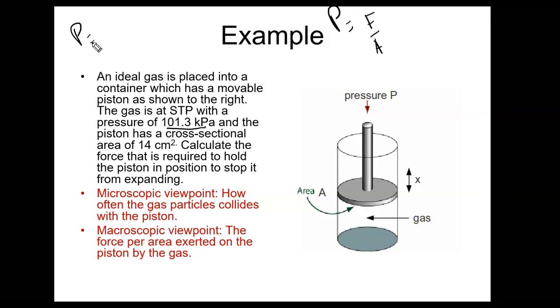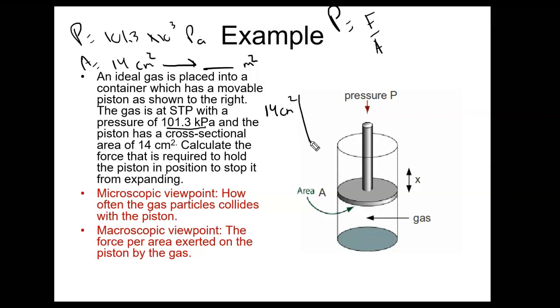In SI units, that would be 101.3 times 10 to the 3 pascals. I write 10 to the 3 because remember kilo is 10 to the 3. And then the area is 14 square centimeters. Now to go to square meters, which we have to do, it's been a while since we did this type of calculation. The way you set this conversion up is you start with 14 square centimeters. I have to have square centimeters on the bottom. I know that there is 100 centimeters in 1 meter.